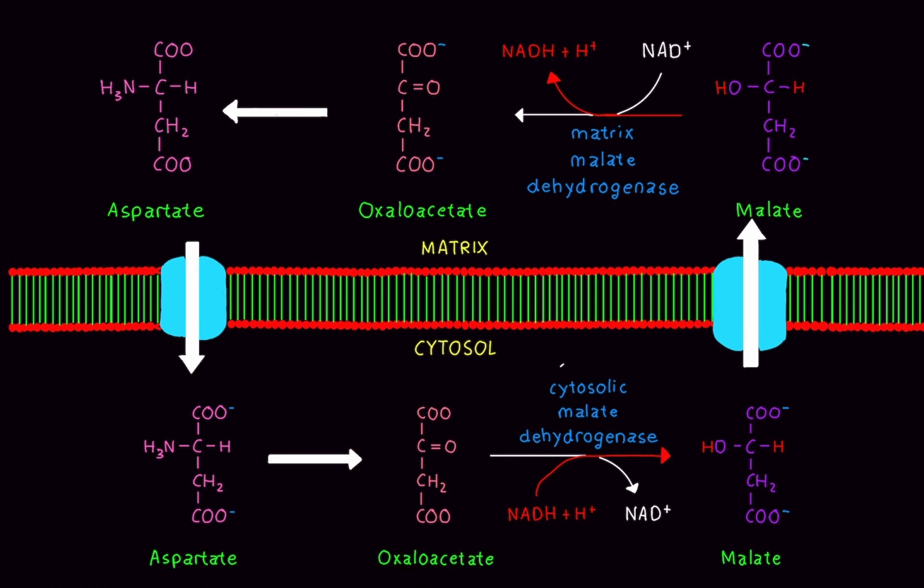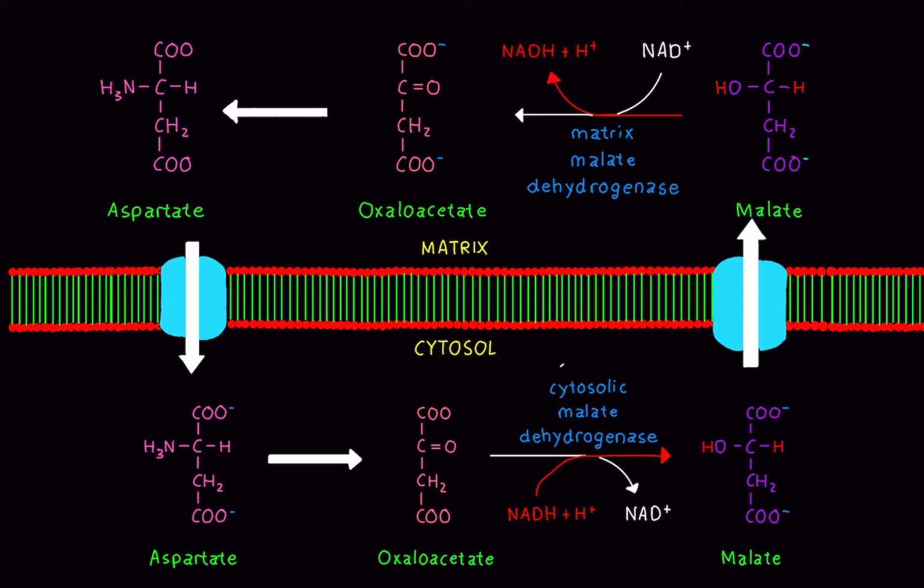The oxaloacetate will turn into malate using the enzyme cytosolic malate dehydrogenase. You must remember this enzyme. And we're going to use the NADH+H. This is what we got from glycolysis. We're going to take off the two H's, the two protons, and attach it to carbon number 2 here. So the double bond from oxaloacetate breaks. We are left with NAD+. And what's going to happen is this malate is going to go through this transport protein into the matrix freely.